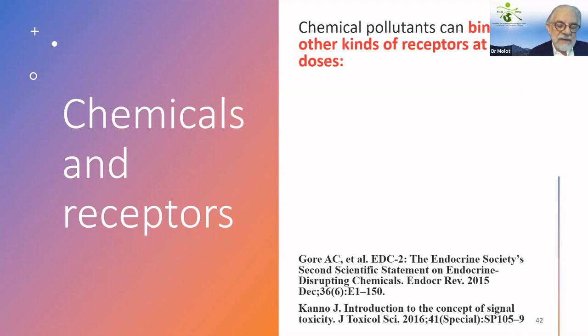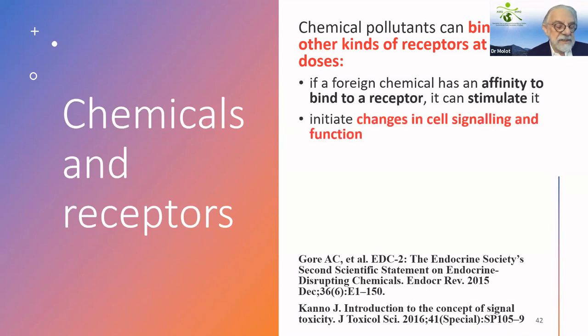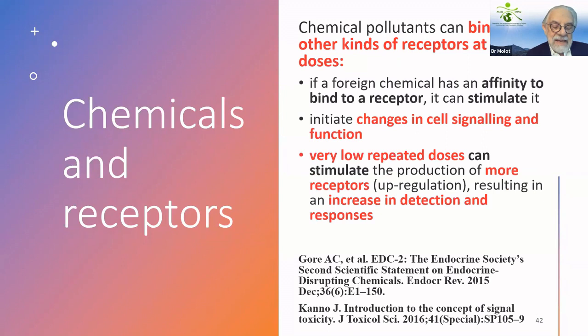The point to be emphasized is that chemical pollutants can bind to other kinds of receptors at low doses. So if a foreign chemical has an affinity to bind to a receptor, it can stimulate it and initiate changes in cell signaling and function. And even very low but repeated doses can stimulate the cell to produce even more of these receptors. This is called upregulation, which results in increased ability to detect the chemical and increased responses by the cell to the perceived message.